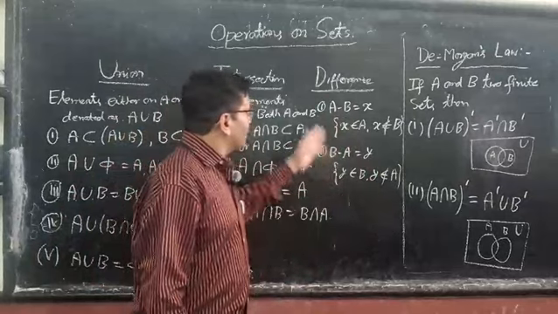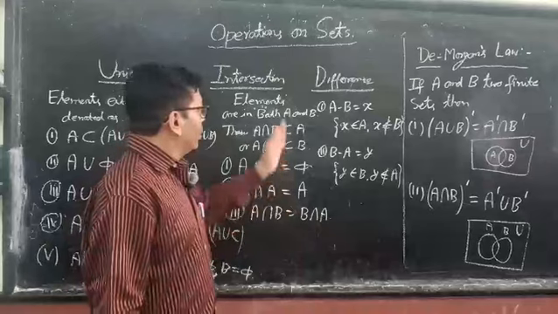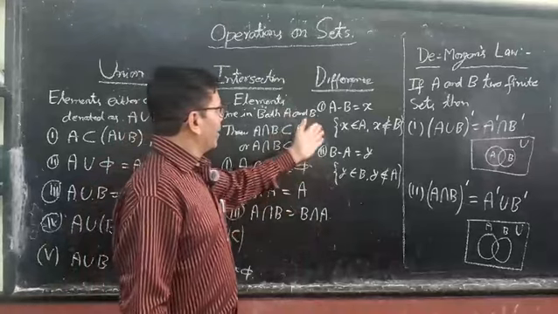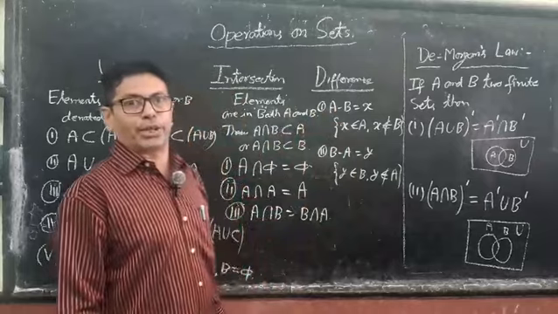So wherever we have the difference of two sets, automatically we will have A minus B or B minus A. We can express it in this way.